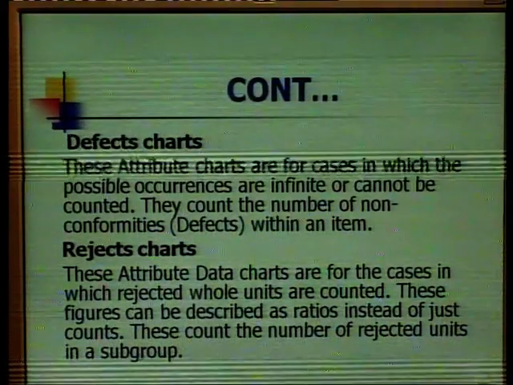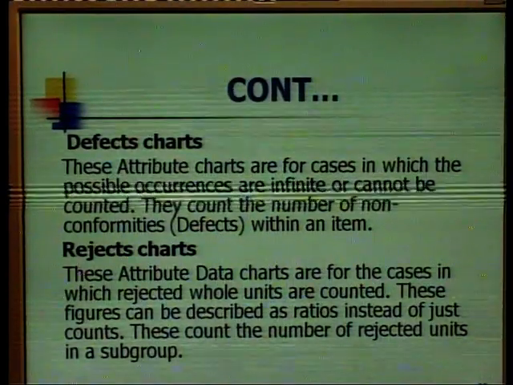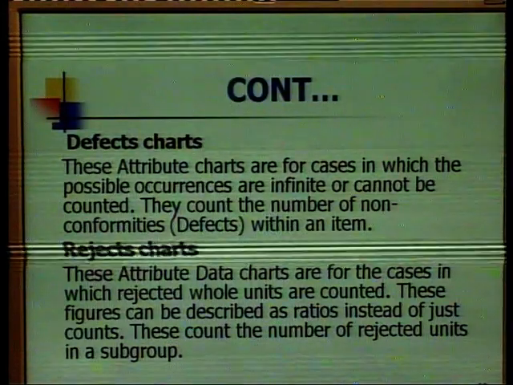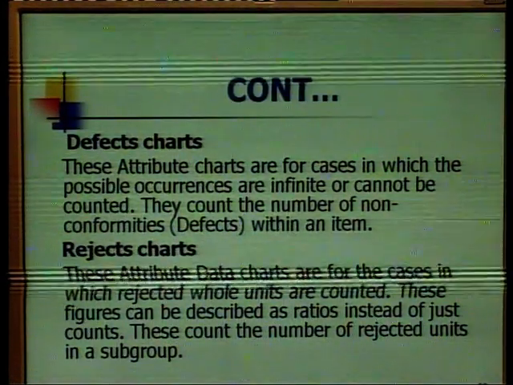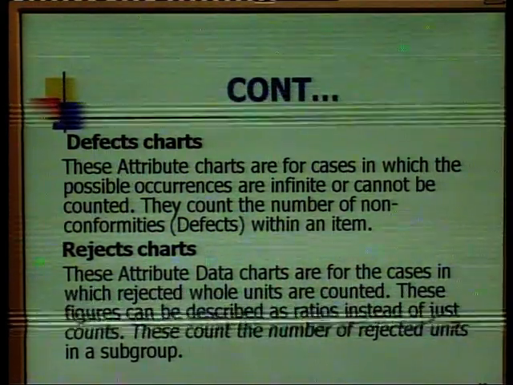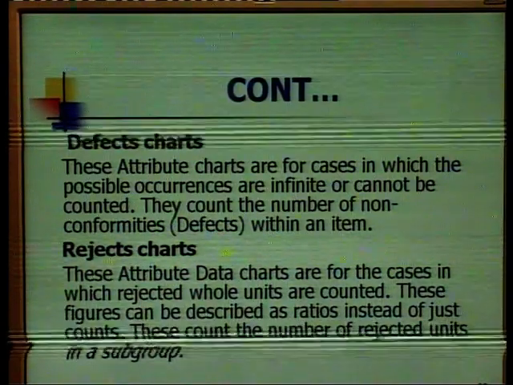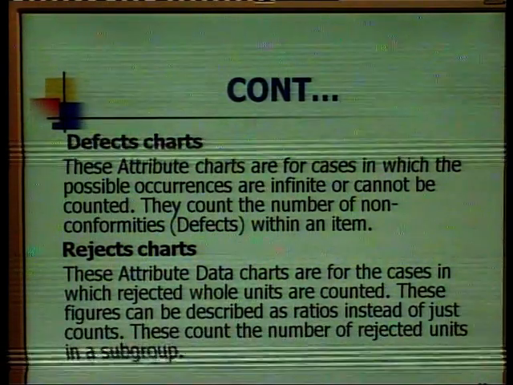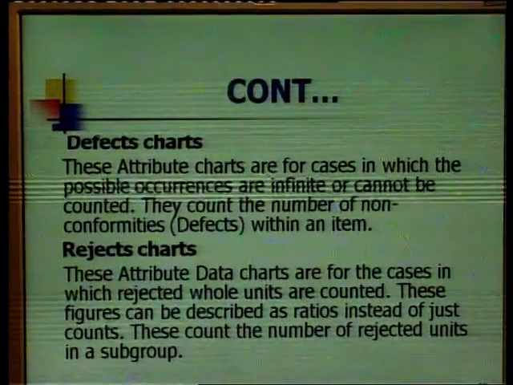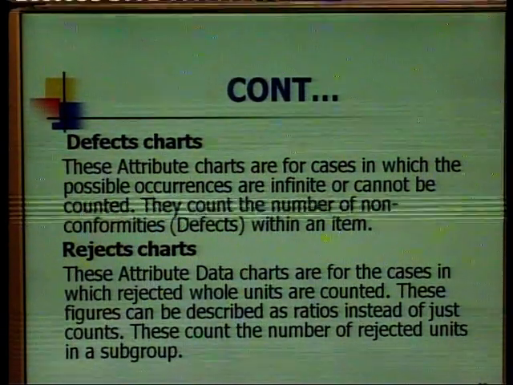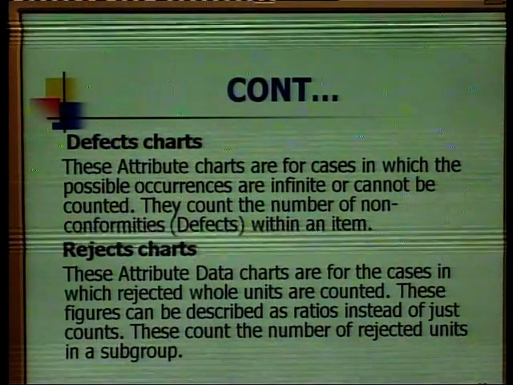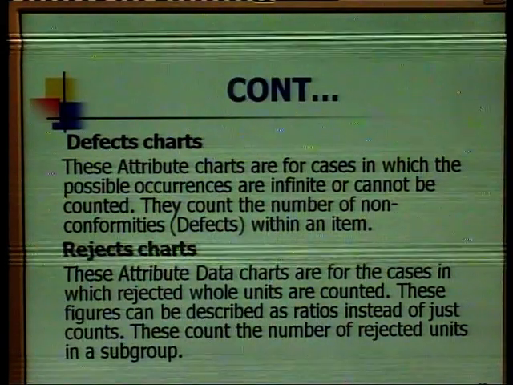Now, the defects chart. These attribute charts are for cases in which the possible occurrences are infinite. Meaning if the occurrences are infinite, and we cannot count these occurrences, then we use the defects chart. And these charts count the number of nonconformities, that is defects within an item. Meaning how many defects are there in that item is counted by the defect chart.